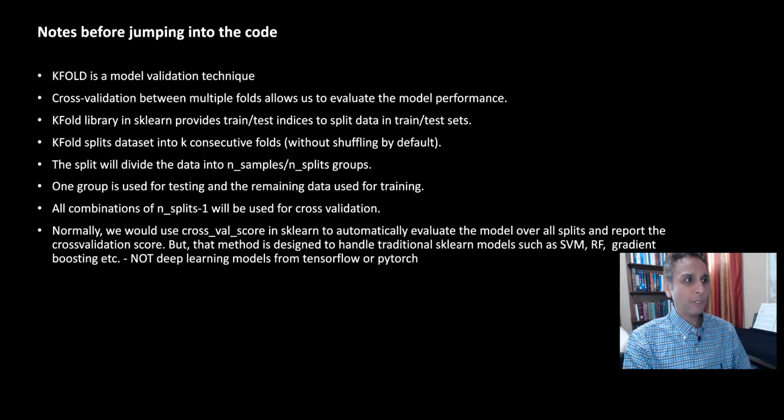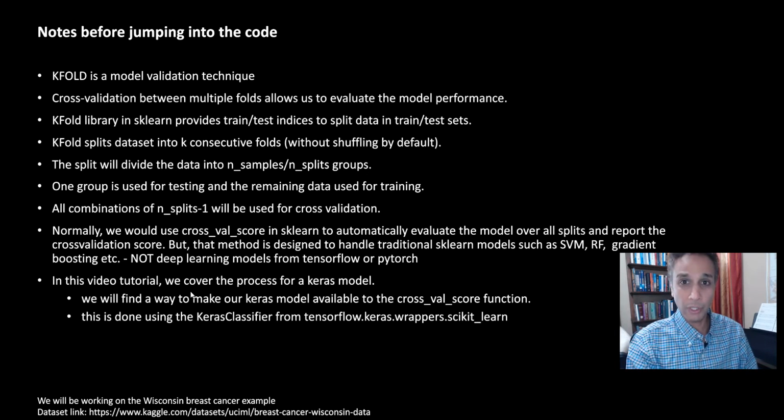And normally we would use cross-validation score in scikit to evaluate the model. Traditional models like support vector machines, random forest, gradient boosting, etc., but not the deep learning models. I already mentioned that, and that is exactly what we are going to cover as part of this tutorial. We'll find a way to make our Keras model available to the cross-validation score function, so you don't have to manually enumerate, but we'll go through both processes.